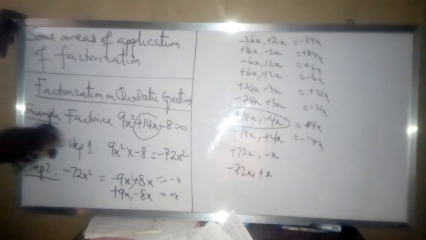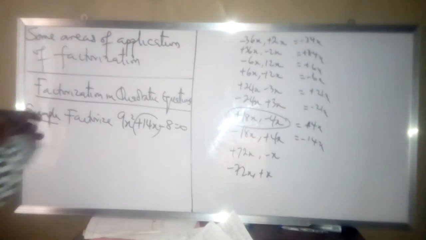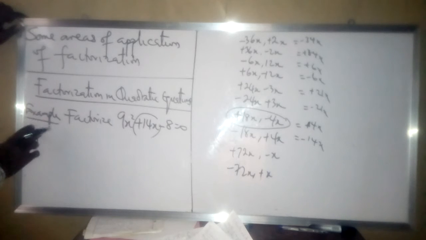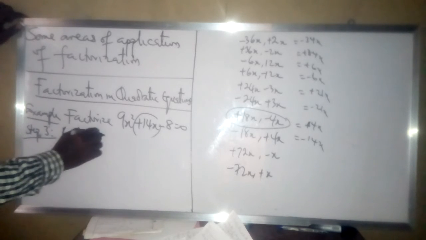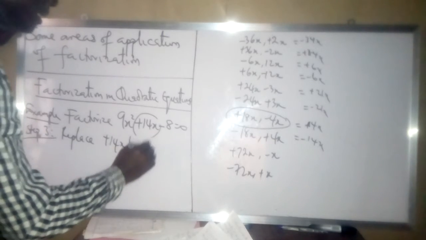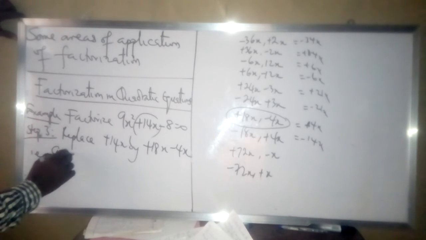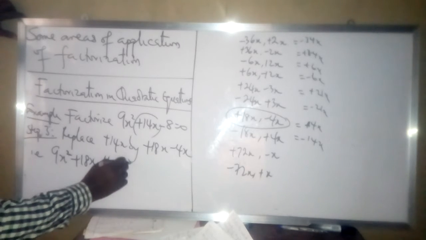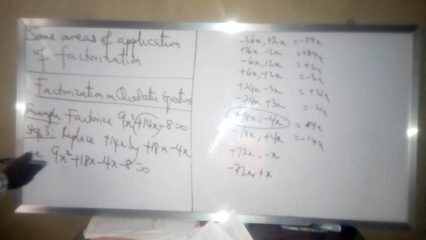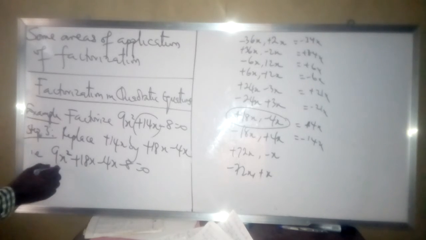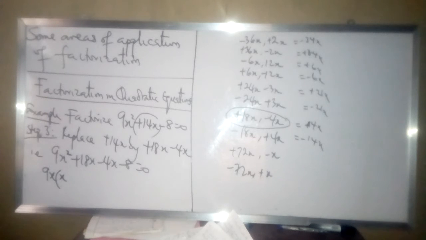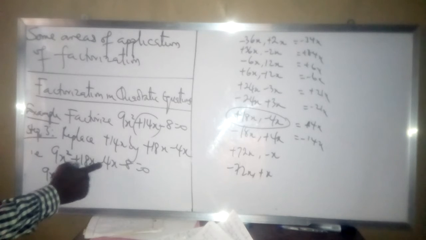Now, we're going to replace in step 3. Replace plus 14x by plus 18x minus 4x. That is, we have 9x squared plus 18x minus 4x minus 8 equals 0. So we now look for what is common between the first two terms. 9 is common, x is common. So we have 9x, because 9 can go in 18. If you divide 9x squared by 9x, we get x. Open the bracket and write the x. Then plus 18x divided by plus 9x, that's plus 2. Then minus, because minus is the first sign here, pick minus.